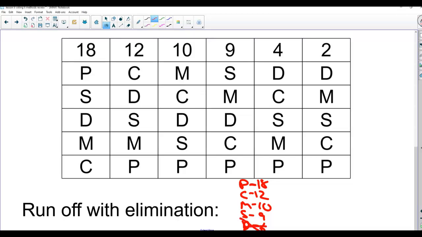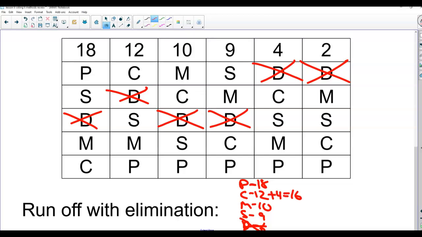D goes away as the fewest first place votes. So I just eliminate D. C gets these 4 votes now that D is gone. So C is at 16. M gets these 2 votes now that D is gone. So M is at 12. And now we reevaluate.